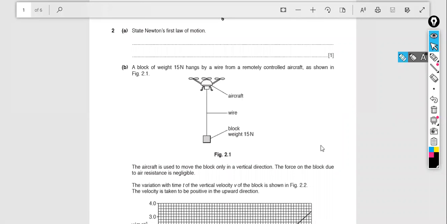All right, state Newton's first law of motion. I like to think of Newton's first law of motion sort of differently than the textbook definition. So as a student, you can think about Newton's first law of motion as saying objects don't just accelerate on their own, right? They just go at constant velocity. Objects move at constant velocity.